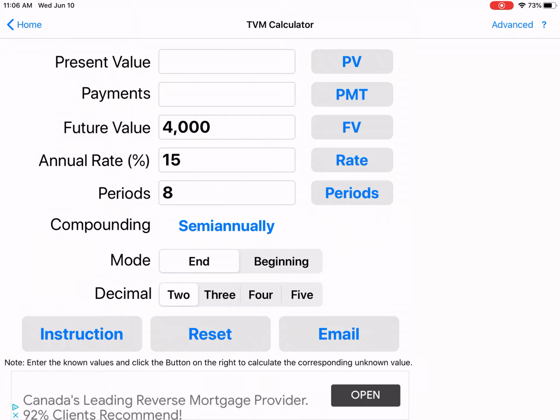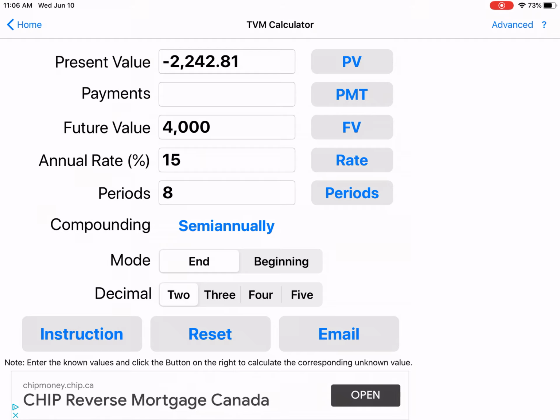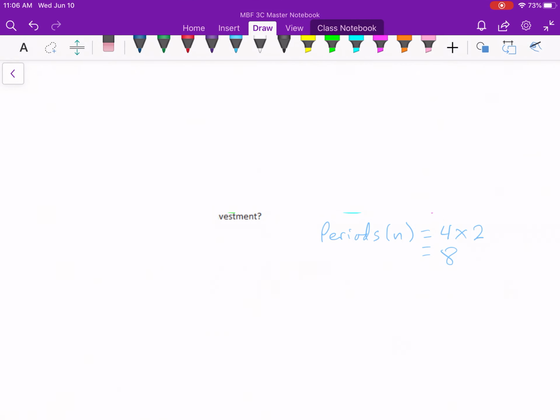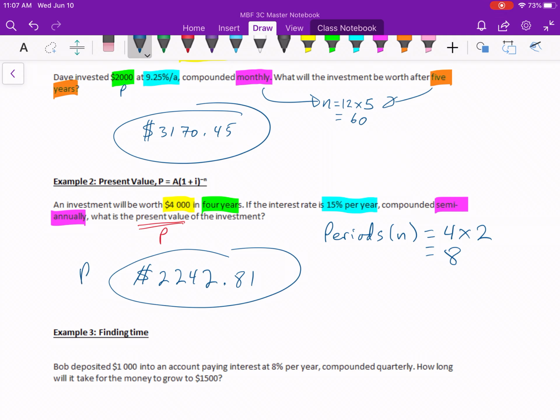I want to find present value, so that button up at the top right-ish, PV, $2,242.81. And so I can ignore that negative sign because that's just telling me that I'm originally paying that out, but really, to answer the question, I don't need to include the negative sign, so $2,242.81 is the present value. I'll call it P, I'll call this A, because those are the ones that we're used to.